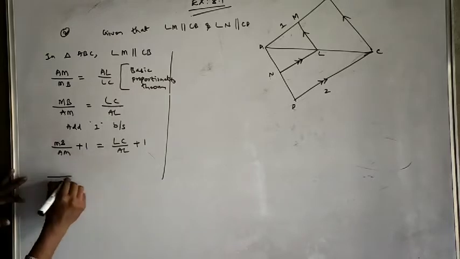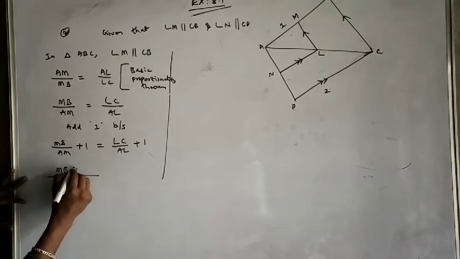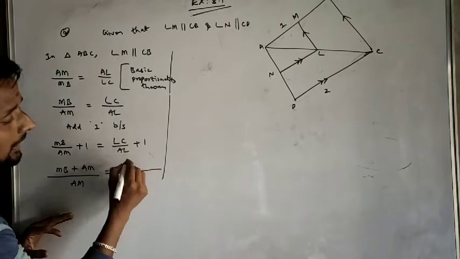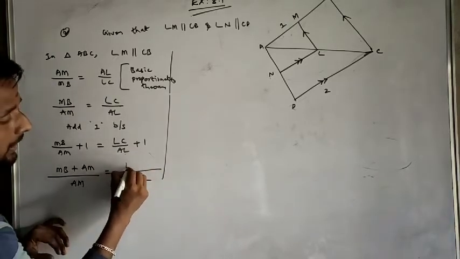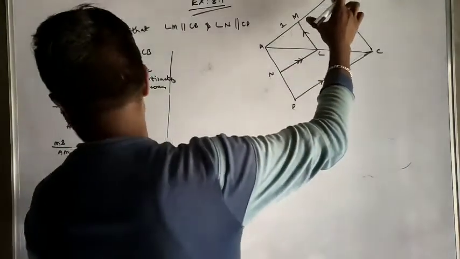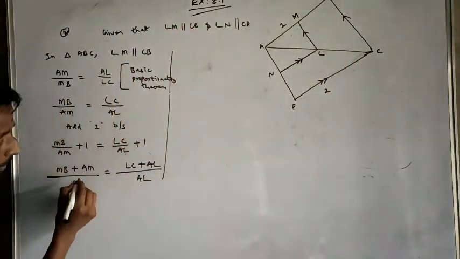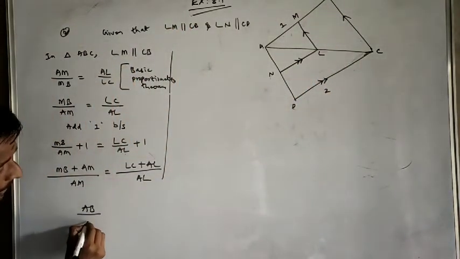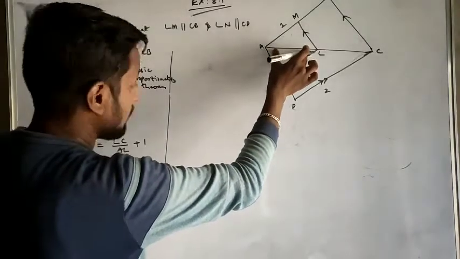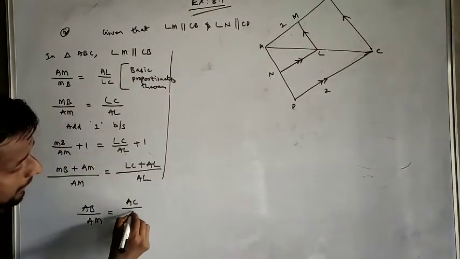Now MB by AM plus 1 is equal to LC by AL plus 1. What will happen is we'll write AM in total. MB as it is, plus AM ones are AM. Next, here AL is the denominator, no? AL, LC plus AL. So go back to the diagram. MB plus AM, MB and AM both we are adding. So simply we'll get AB by AM, which is equal to AL plus LC, so we'll write AC by AL.